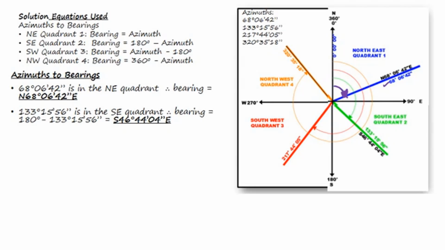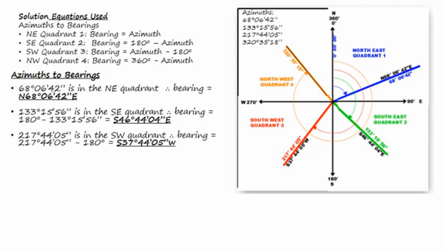When we're talking about the second quadrant, we said it was 133 degrees, 15 minutes, and 56 seconds. We're measuring from the zero line coming down, and we're going to take 180 degrees. Remember, here to here is 180, and if we take 180 minus the 133, we're going to get south 46 degrees, 44 minutes, 4 seconds east.